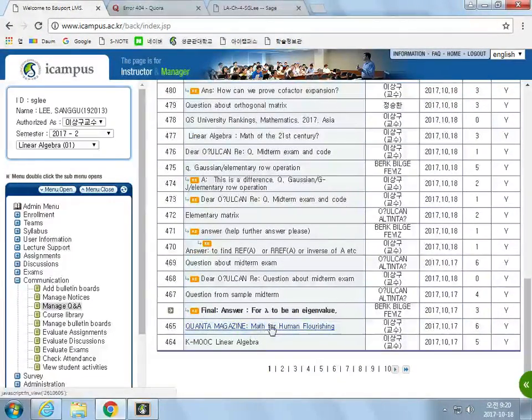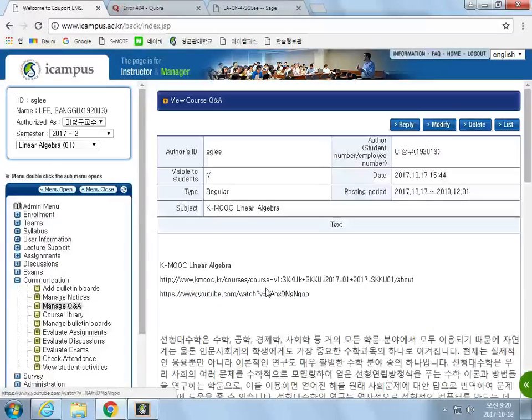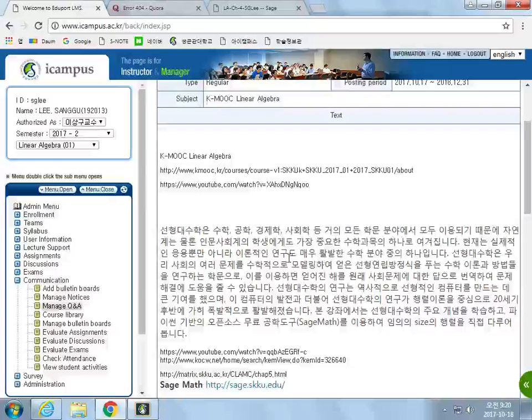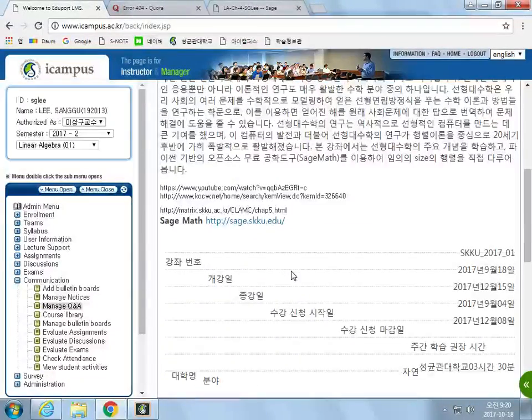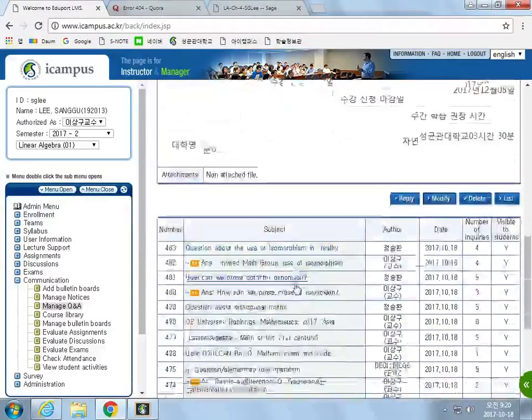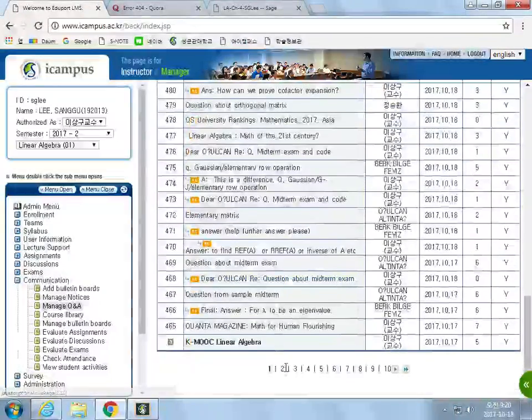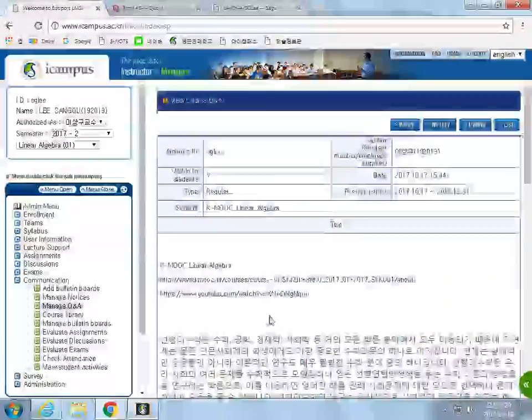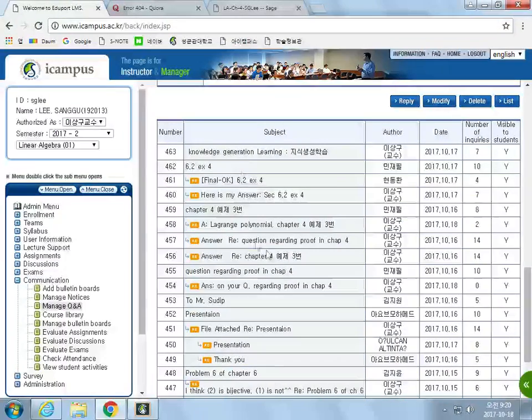And yes, Quantum Magazine showed something in K-MOOC linear algebra. Yeah, this was newly offered with the support from the Department of Education for free. So yeah, if you have a chance after the midterm exam, you can take a look. And yeah, okay.